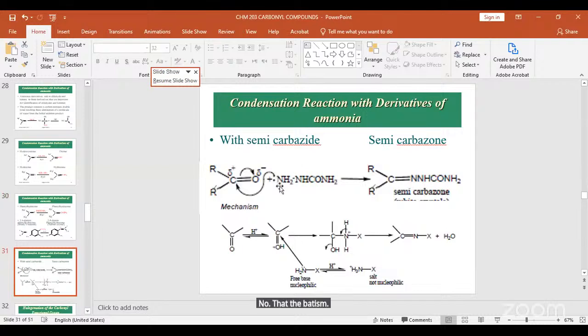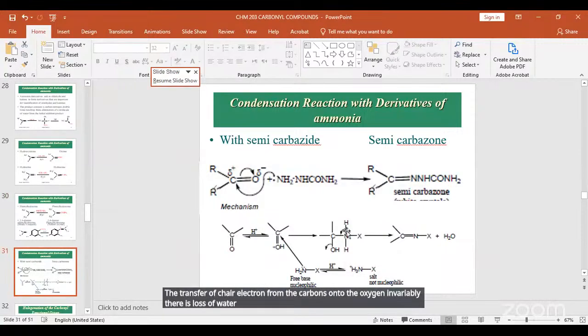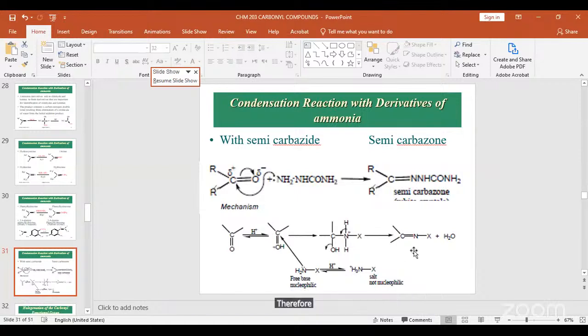Nucleophilic addition of the lone pair of electrons, then transfer of electrons from the carbonyl carbon onto the oxygen, and invariably there is loss of water. That's the elimination of water, and therefore you have the semicarbazone, which in this case is from reaction with semicarbazide.